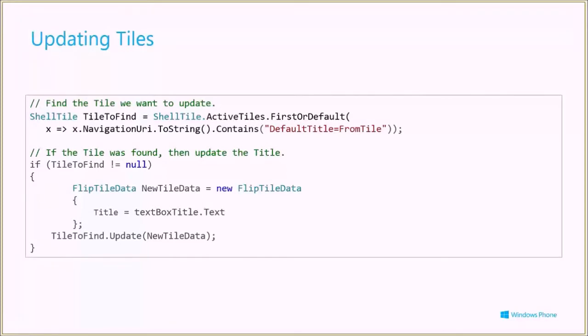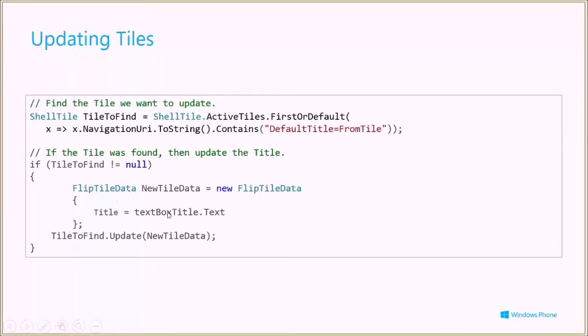And once you find it, if the tile was found, which means the tile to find is not equal null, you can just create an object. If you're talking about the application tile, it has to be the same class. So if it's a flip, you have to create an object of flip tile. If it's an icon, then you have to create an icon tile data. If it's cycle, and so on.